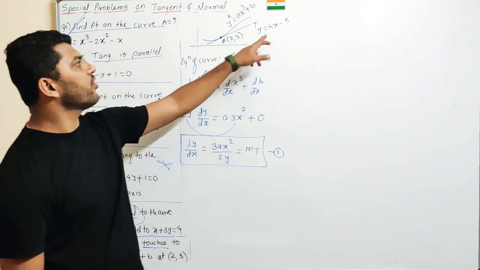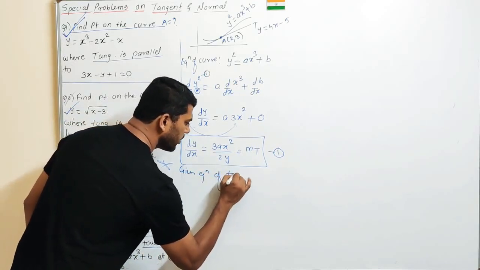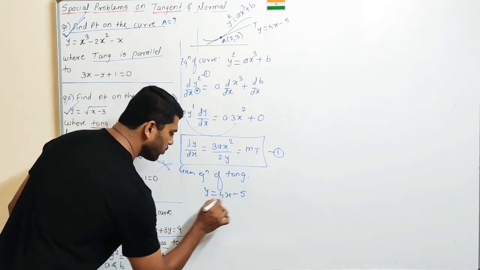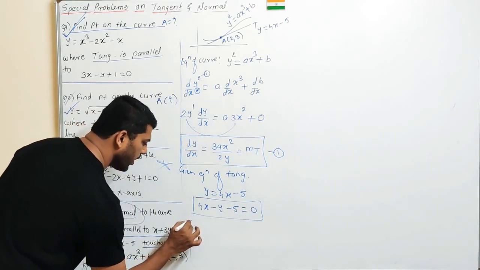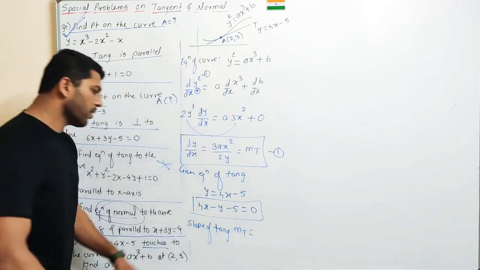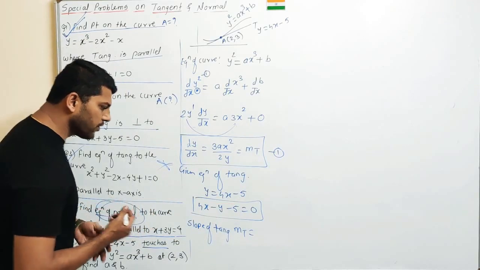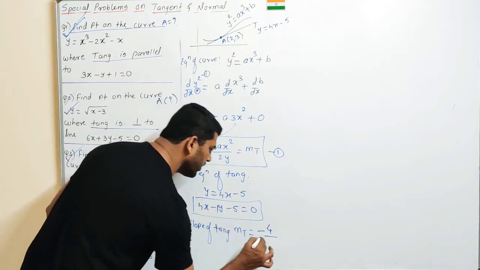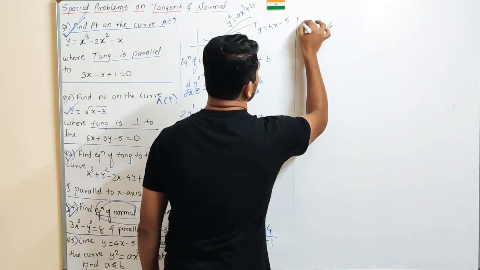But they already provided the equation of tangent. So what is the given equation of tangent? Friends, the given equation of tangent is y equals 4x minus 5. If you shift this y to this side, it becomes 4x minus y minus 5 equals 0, which is the general equation of a line. Then what is the slope of the tangent? How to find the slope of a general line? Very simple. Assuming this as ax plus by plus c equals 0, which looks like a general equation of line, the slope is minus the x coefficient divided by the y coefficient. In this case it is minus 4 divided by minus 1. So finally we got the slope of tangent, which is equal to plus 4.